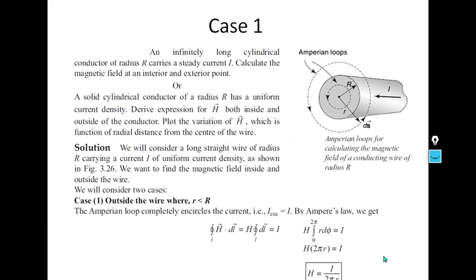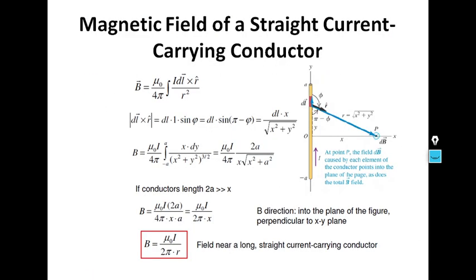Here you can see that the question is about an infinitely long cylindrical conductor of radius R that carries a steady current. We already found this using Biot-Savart's law, and we know that H is equal to I by 2 pi R. H is equal to B by mu naught, so H is equal to I by 2 pi R.